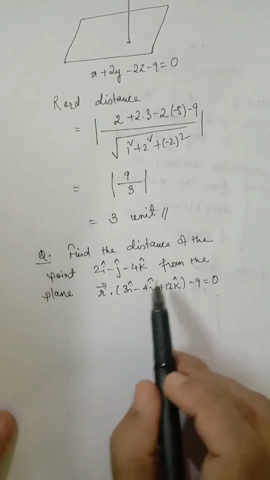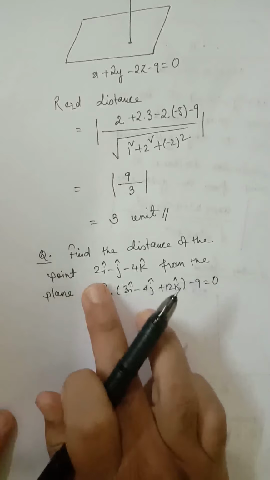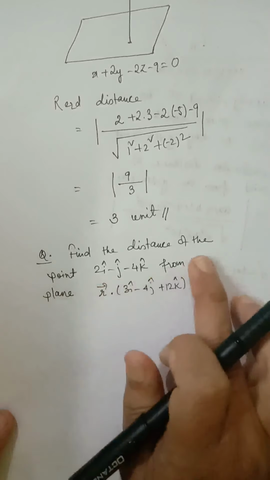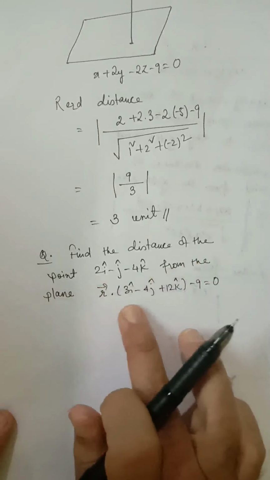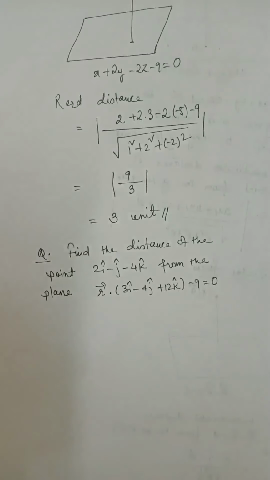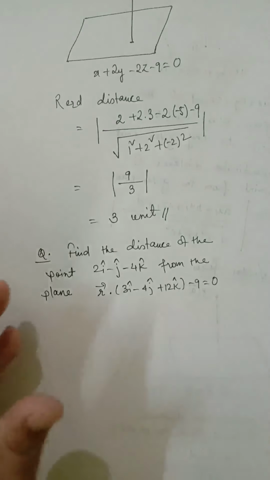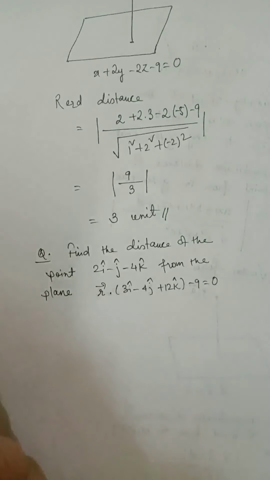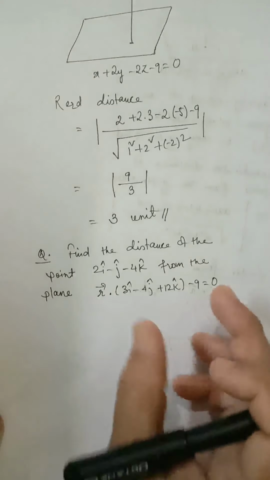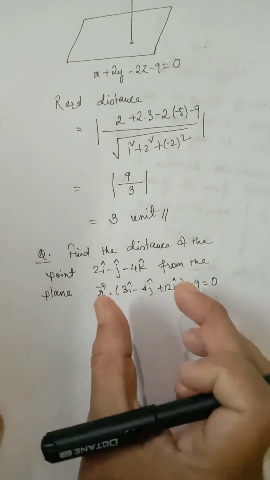Next question is, find the distance of the point 2i - j - 4k from the plane r vector dot this minus 9 equal to 0. Now what we can do? We can do it by using vector form, or we can convert it into Cartesian form also.